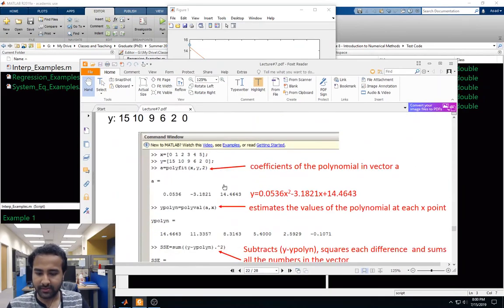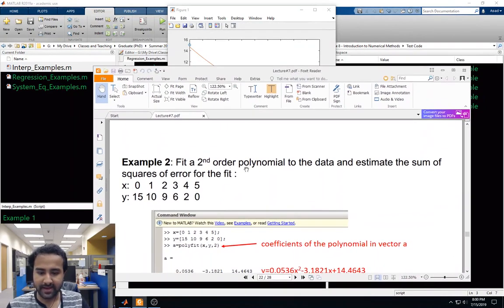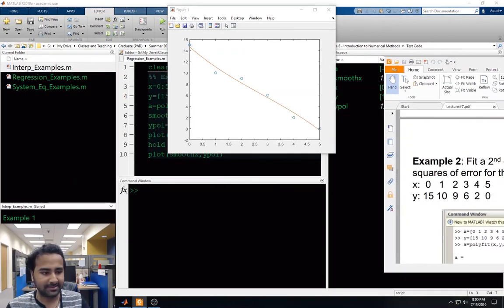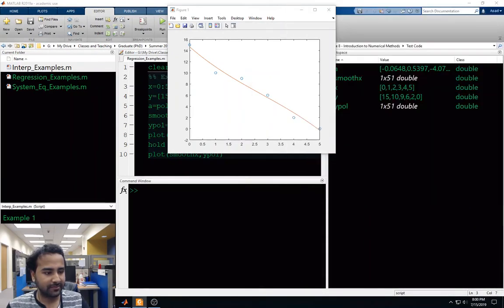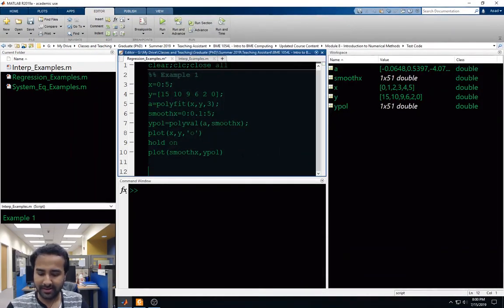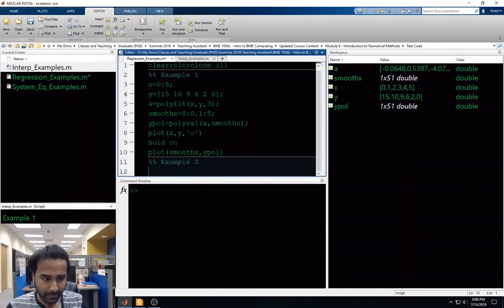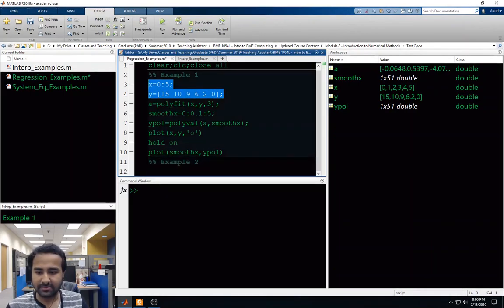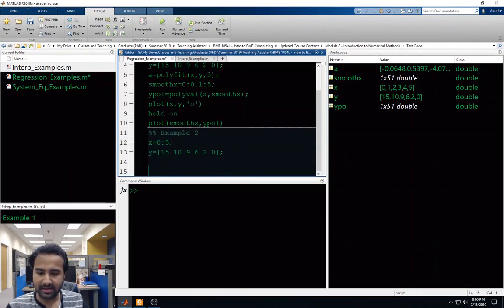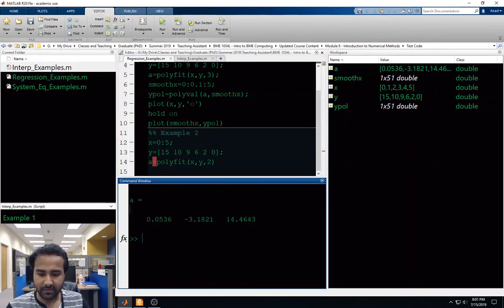Alright, now let's try doing the second one. So in this case, fit a second order polynomial to data and estimate the sum of squares error for the fit. Alright, so let's try this. And naturally, you could pause the video and try it yourself, or just follow along with me. Either way works. So, example 2. And I believe we use the exact same data set, but just for nicety's sake, I'll copy stuff over. So now, instead of a third order polynomial, they want us to use a second order polynomial. So I'll change this to a 2. And if we ran this, here are the coefficients for our second order polynomial.